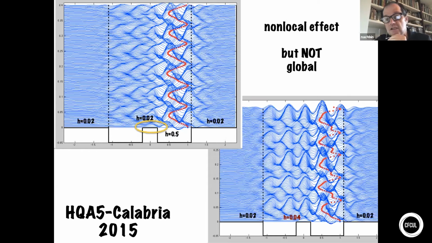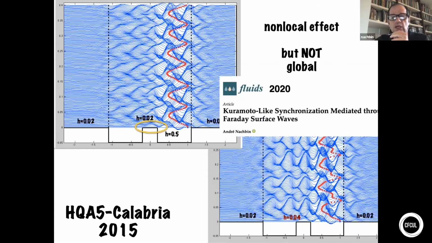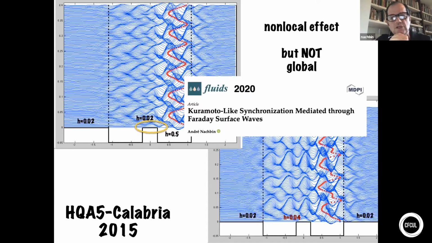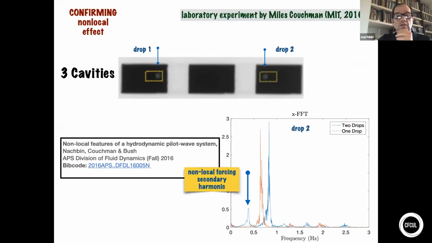Having seen this numerically, showing the Calabria thing, during my visit at MIT I revisited some of this in the recent paper. This is the reference to last year. At the very end of the visit, Miles Couchman was very kind to do some experiments where he was imitating the numerics. He had an empty cavity in the middle, and 2 droplets. Here you can see the 2 droplets oscillating, going in and out, in and out.